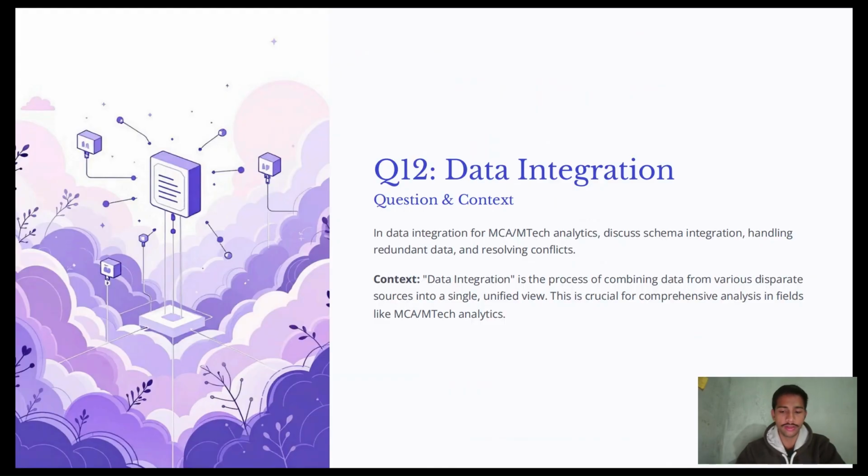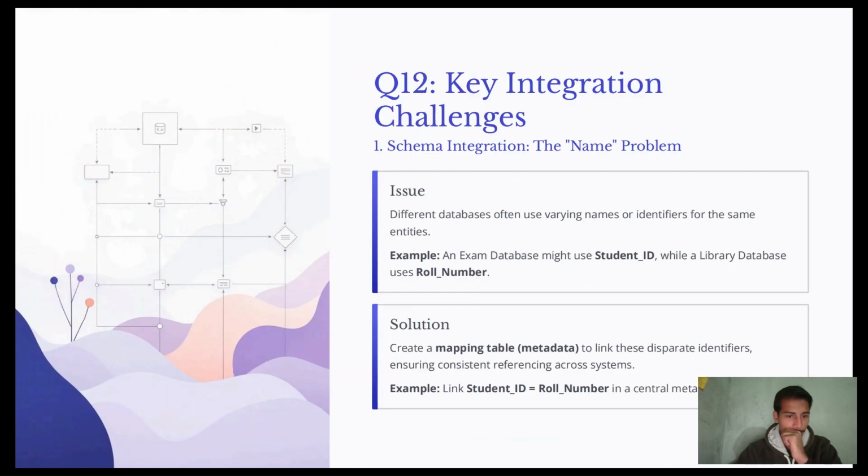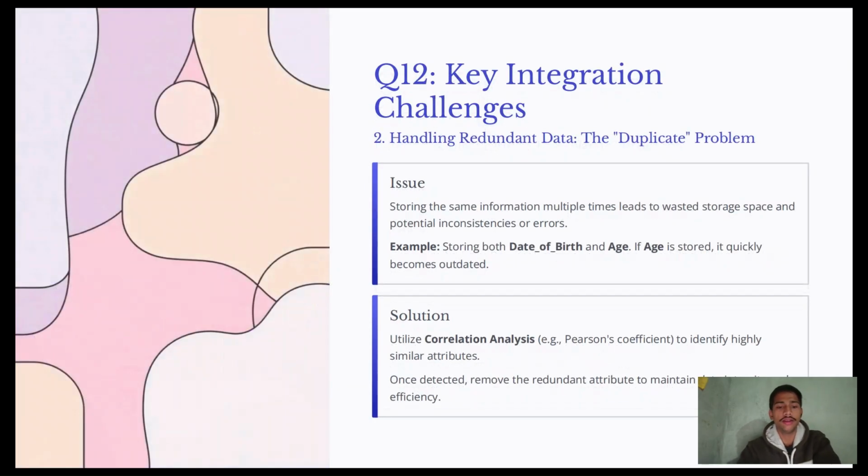Challenge 1, schema integration. The first challenge is schema integration, or the name problem. Different databases often use different names for the exact same thing. For instance, an exam database might use student ID while the library database calls it roll number. So, what is the solution for it? We create a mapping table or metadata repository that links these items, telling the system that the student ID equals roll number.